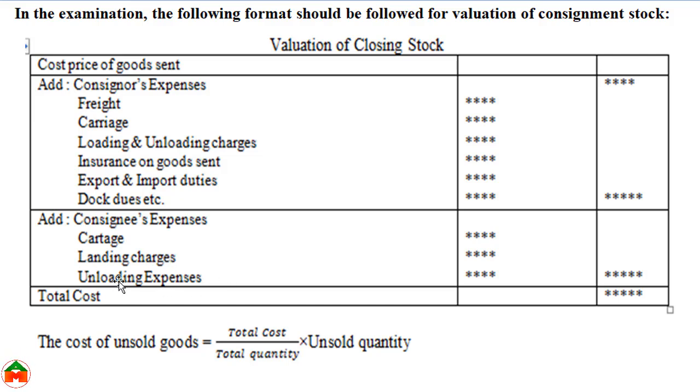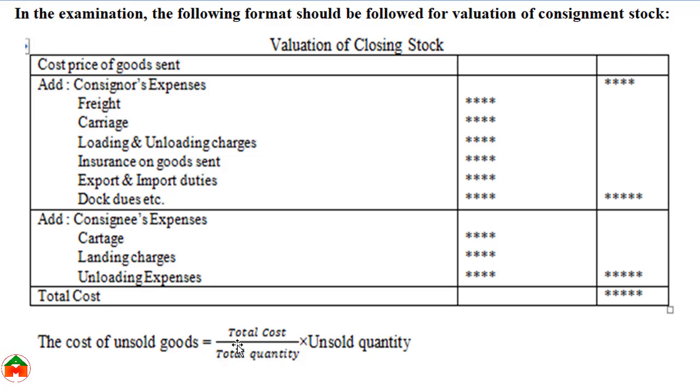After the unloading or after reaching the product, no cost should be considered. Until unloading, the consignee's costs could be considered. Along with the consignor's expenses and the consignee's expenses, we get the total cost price. And the formula we can use for valuation of closing stock is: the total cost shown above should be divided by the total quantity, I mean total goods sent.